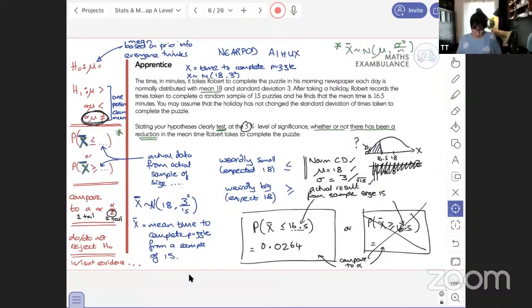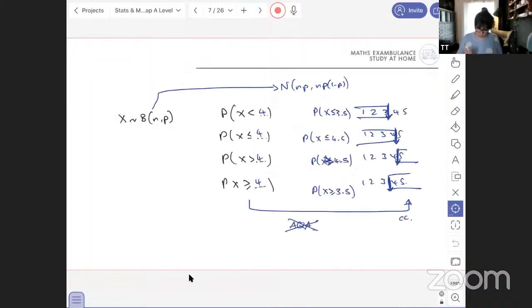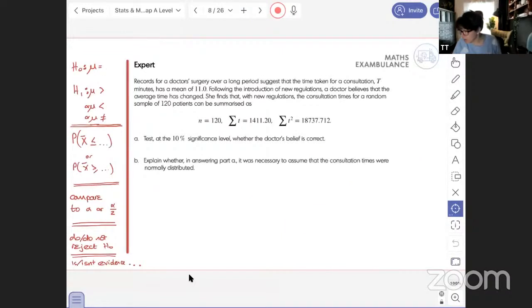Right, let's have a look at the next one. I would like you, as quickly as possible, to submit H0 and H1. That's all we're doing.